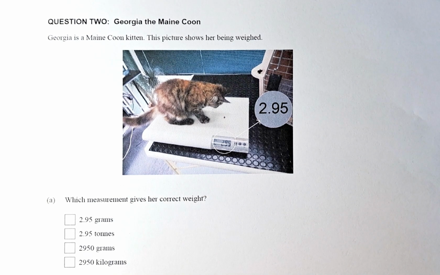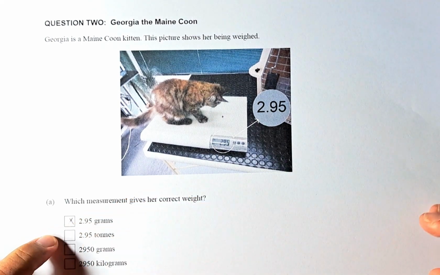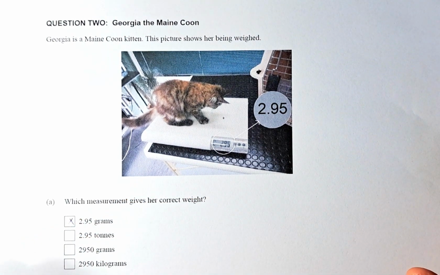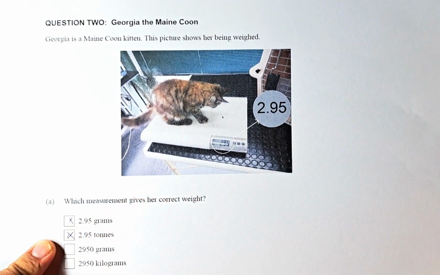So 2.95, is it 2.95 gram? It is not, because it's too light. 2.95 gram is just like a teaspoon of salt. 2.95 ton is also not right, because a ton is as heavy as a car, so it cannot be 2.95 ton.